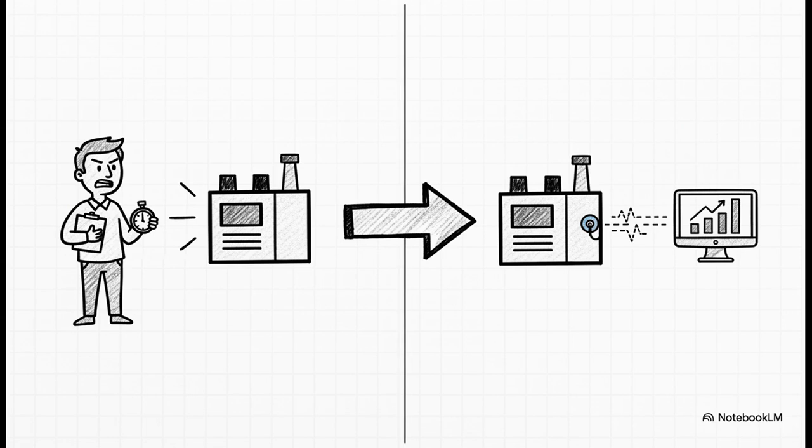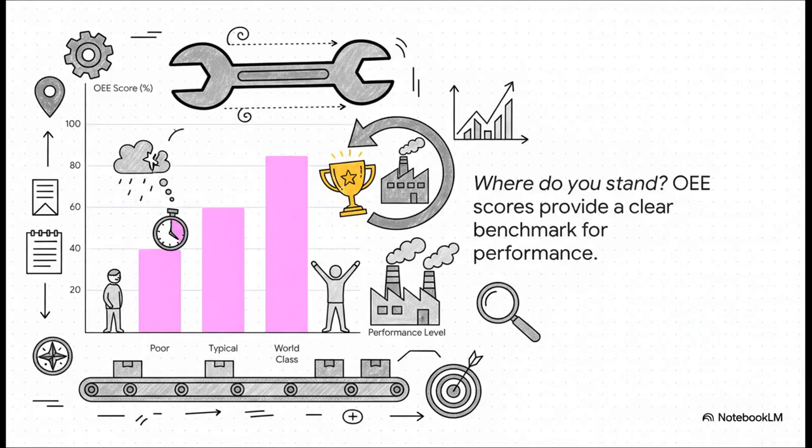You have got to get away from the old school method of operators with clipboards trying to write down every little stop. It just doesn't work. The key is real-time monitoring, using sensors that pull the data directly from your machines to be stored and analyzed automatically. Once you have that data, you'll get your OEE score. And this chart kind of shows you where you might stand.